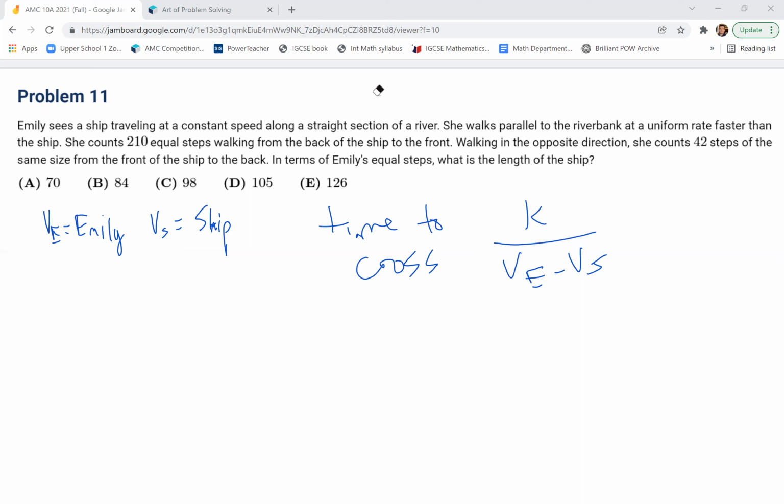Because K is in steps, and then VE minus VS is steps per minute. So that would give us a unit of minutes, right? So if we multiply that by VE, which is Emily's speed, that should tell us how many steps it would take her to get to the end of the ship while the ship is also moving in her same direction.